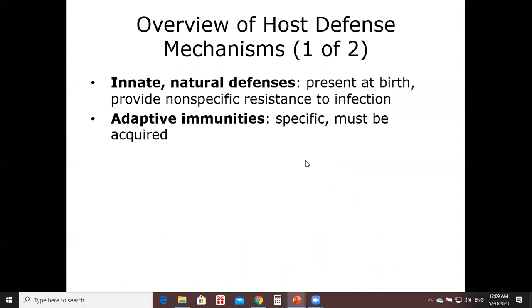So, overview of the host defense mechanisms. First, you have innate. This is the natural defenses. These are defenses that are present at birth, and they provide non-specific resistance to infection. That means that they're not specifically targeted at one thing. They will protect against anything that's not normal for your body. Then we have adaptive immunity. These are specific, and these must be acquired.